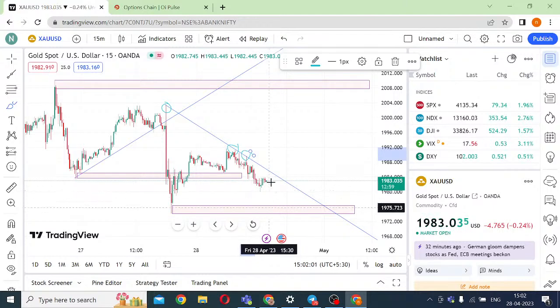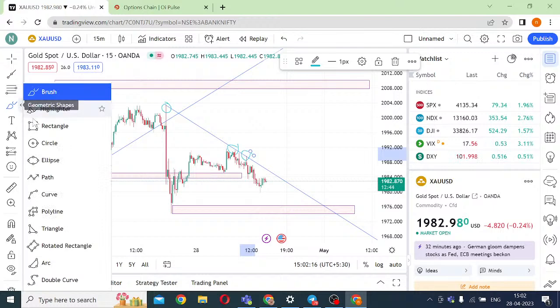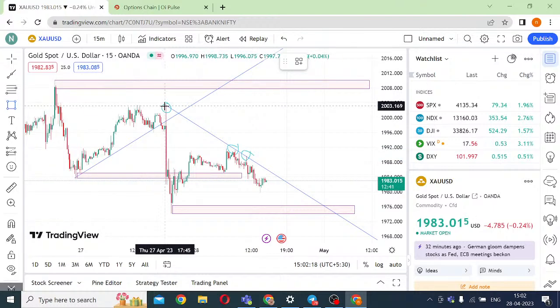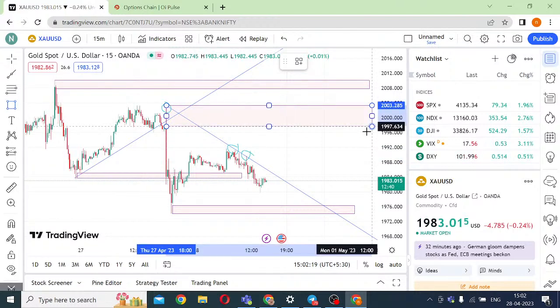If it comes down once and creates a sweep candle here, sometime in the evening session, around 7 o'clock when the market opens, you may get a sharp pullback. There will be a liquidity sweep for the targets which can go as high as this level.